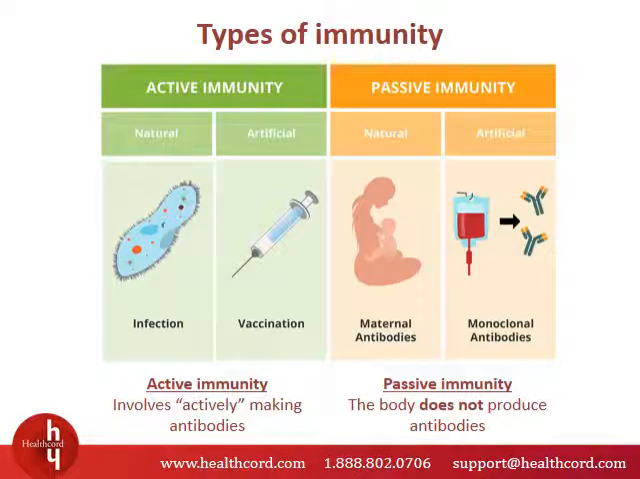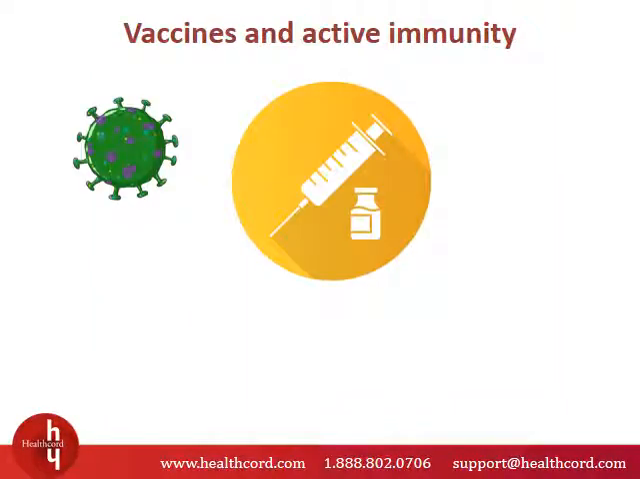Passive immunity, on the other hand, does not involve making antibodies. Rather, antibodies are passed along. One great example of naturally acquired passive immunity is when the mother's breast milk passes on antibodies to the baby. Passive immunity can also be acquired artificially. In this case, a blood sample from a person with antibodies for a specific infection is transfused into a person who can't make antibodies.